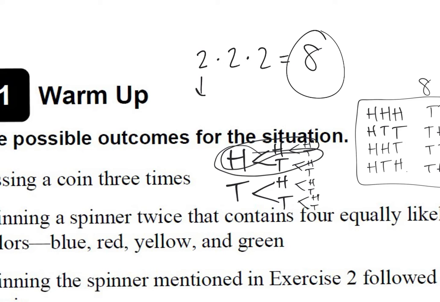Cool. Where are you getting all these 2s from? So the 2s were the number of outcomes, right? You could either have heads or tails, right? So the number of outcomes, if you take that and you multiply it each time, it'll give you the size or the number of possible outcomes you can have overall.